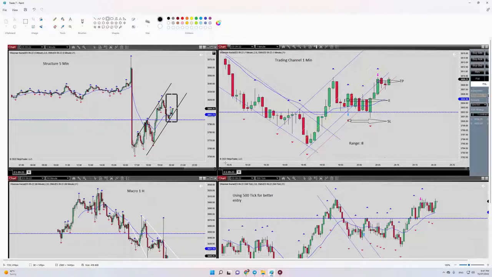Regarding the algo number four and five, we need to refer to our trading channel. So my trading channel was in 1 minute time frame here, this channel, and I entered here in oversold area with a proper risk to reward.